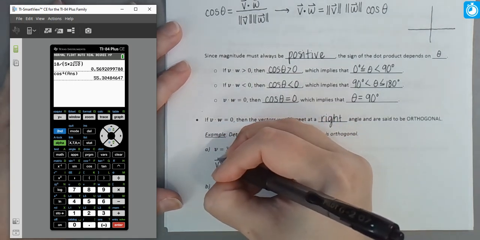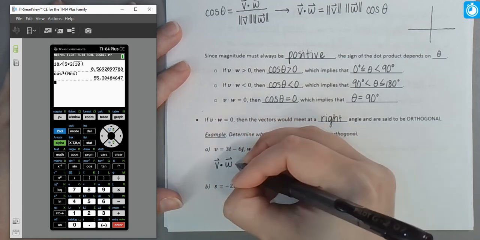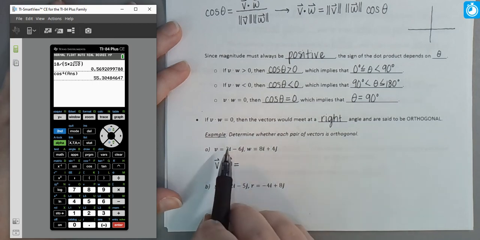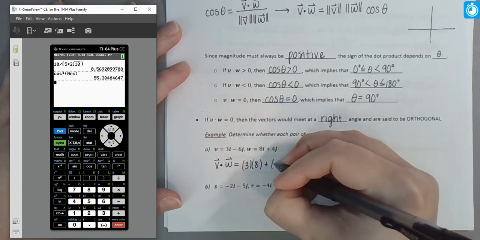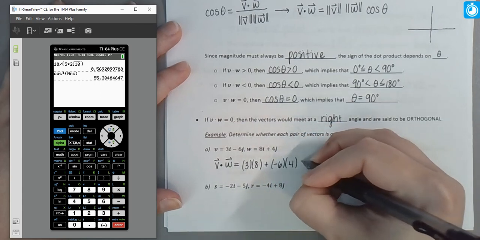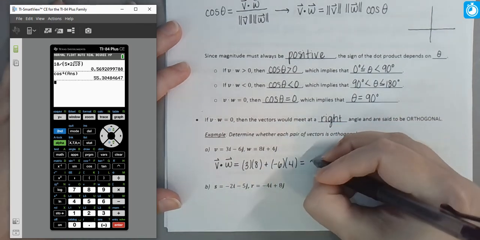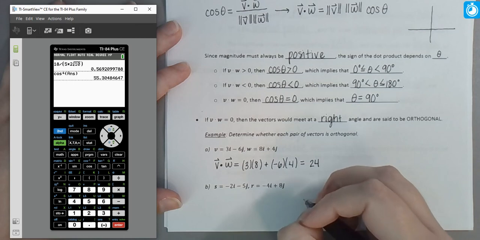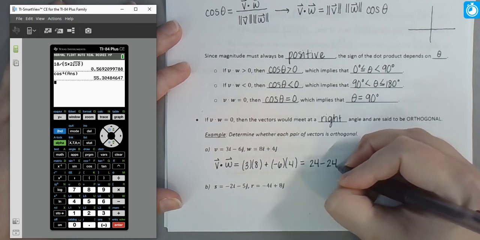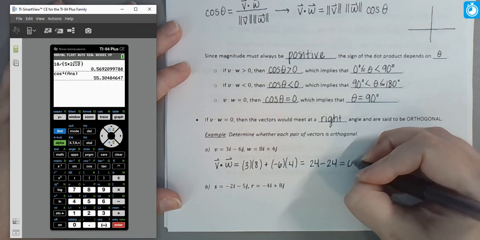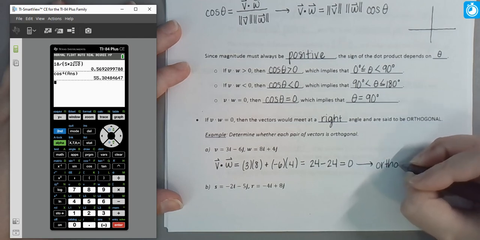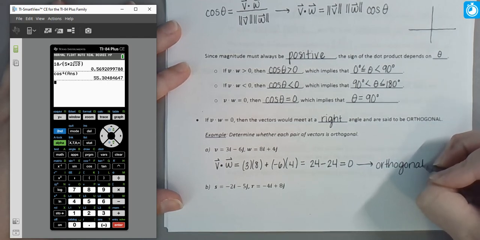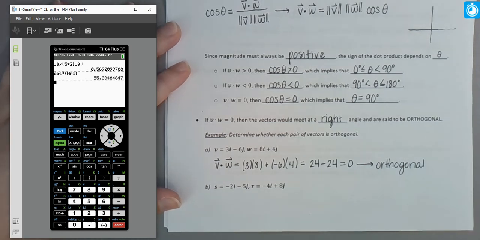So if we take the dot product of V and W, let's see what we get. So for this pair, we have 3 times 8 plus -6 times +4. So 3 times 8 is going to give us 24. And then -6 times 4 is going to give us -24. And then 24 minus 24 is equal to 0, which implies that yes, these two vectors, were we to graph them or look at them in context, those two vectors are orthogonal. They do meet at a right angle if we graph them with the same initial point.